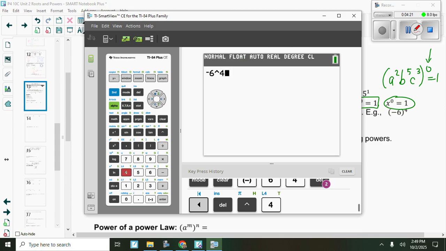For some of you, it'll display the caret, and for others, it'll give you the little exponent. Do you have a calculator prepped? There you go.